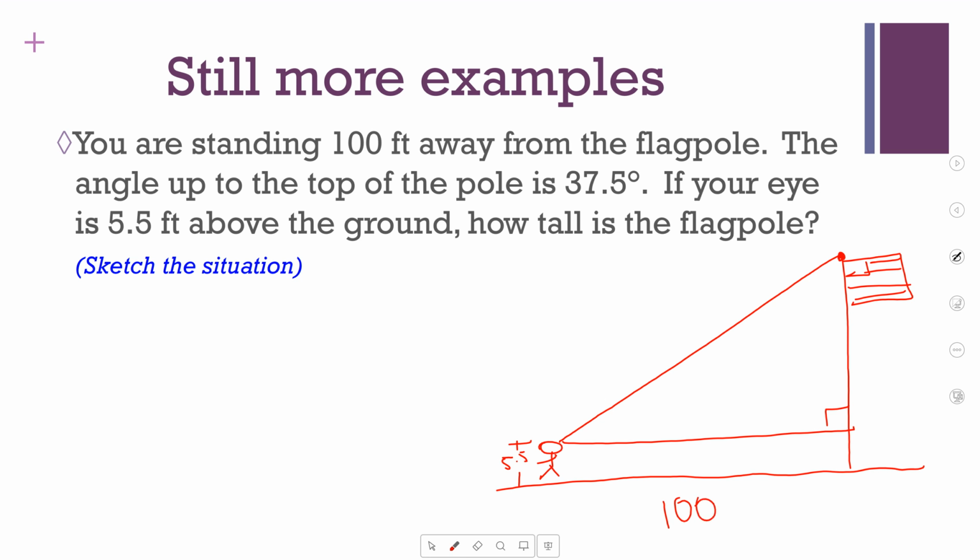By the way, there's certain assumptions we make when we do word problems like this. We're assuming that you don't have one leg shorter than the other. We're assuming that the flagpole is perpendicular to the ground. We're assuming a lot of perpendicularity here.